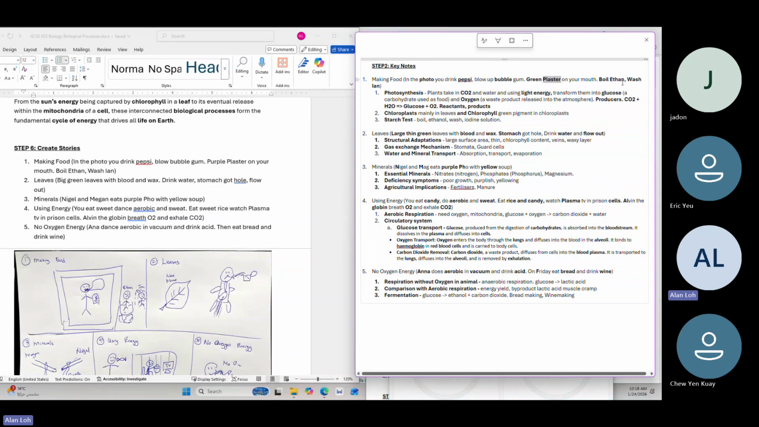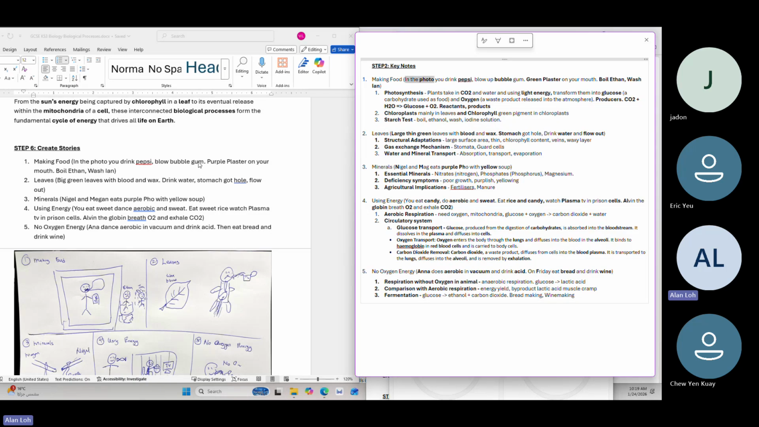And then you boil Ethan and wash Ian. This is the starch test. How do you do the starch test? The starch test is to prove the photosynthesis process, because photosynthesis produces starch, which is from glucose. So you boil ethanol, Ethan sounds like ethanol, and wash iodine, right? Iodine is Ian. So that is a story.